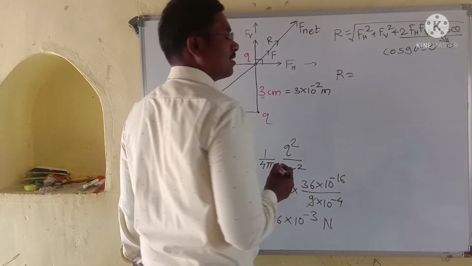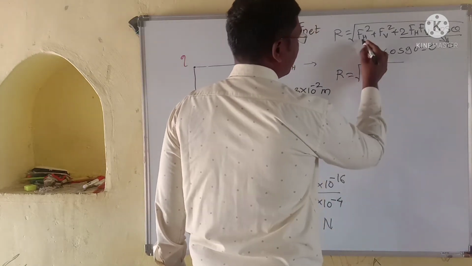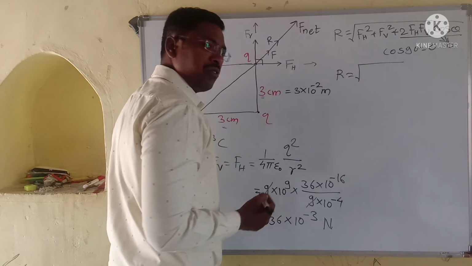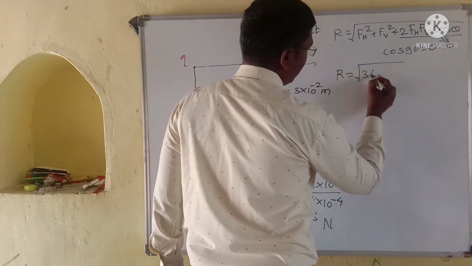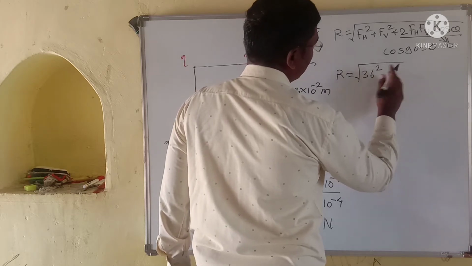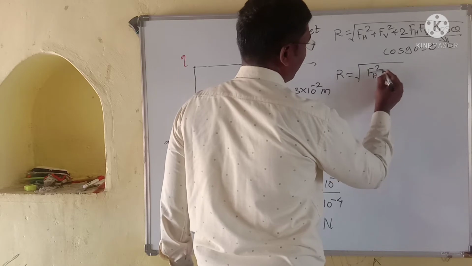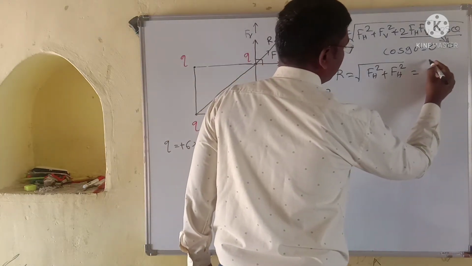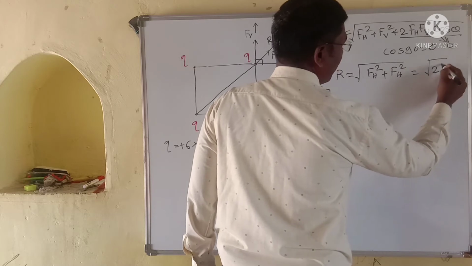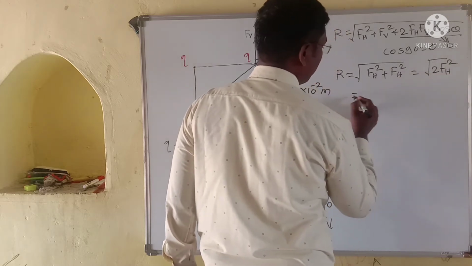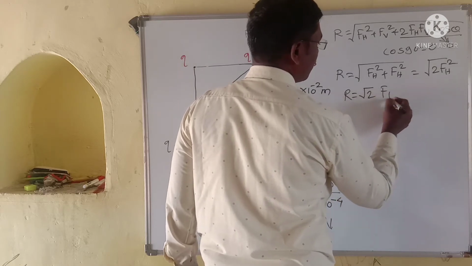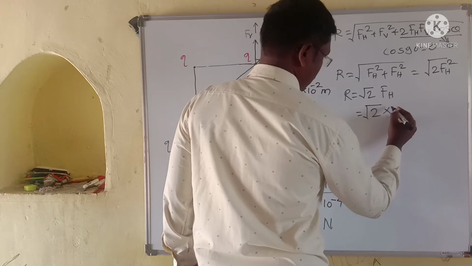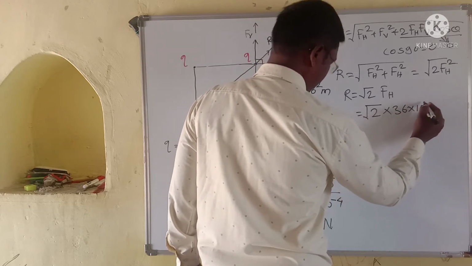Therefore, the resultant force R is equal to under root F_H square plus F_V square. F_H and F_V have the same magnitude, so we can write this as F_H square plus F_H square, since F_H is equal to F_V, which is equal to square root of 2 times F_H square, or which is equal to under root 2 into F_H, which is equal to under root 2 into 36 into 10 raised to minus 3.